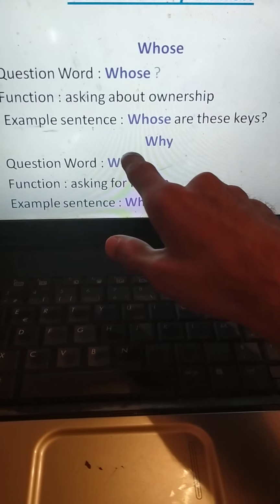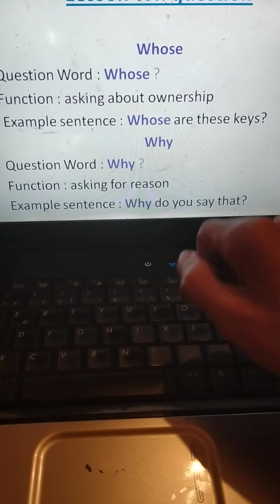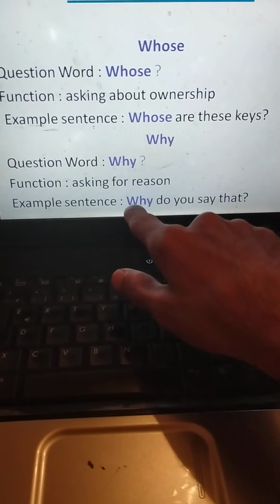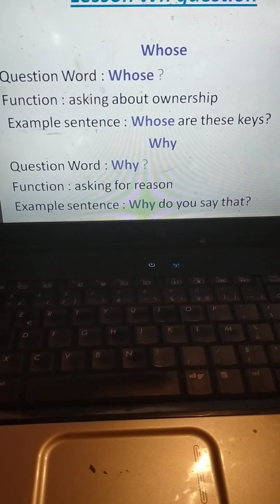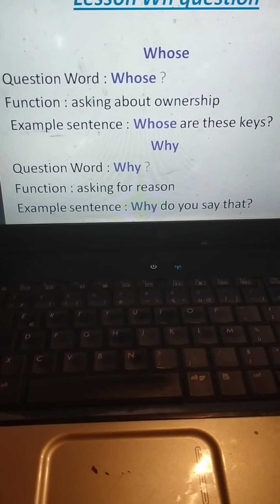And we have why. Question word is why. Function, asking for a reason. Example sentence: why do you say that? Okay, each word has a role.